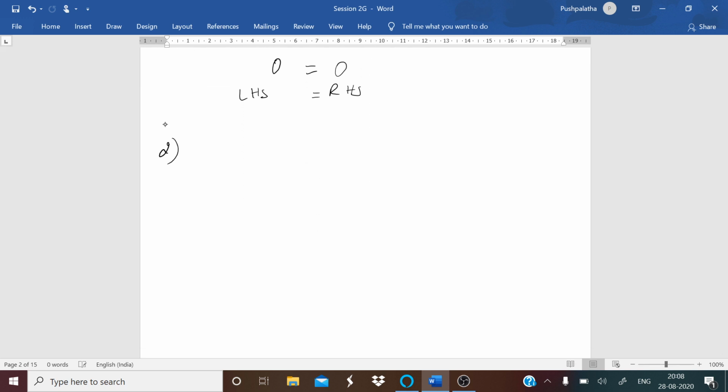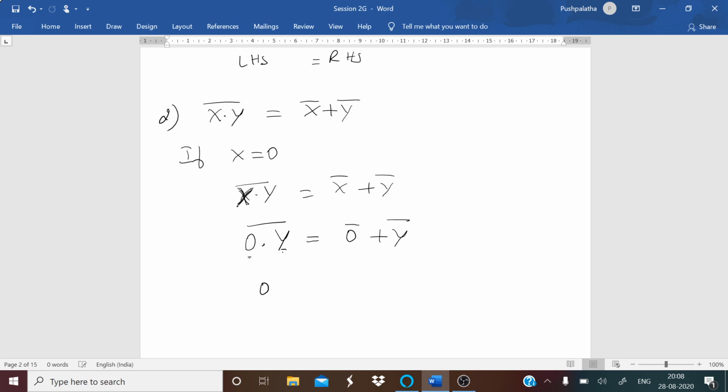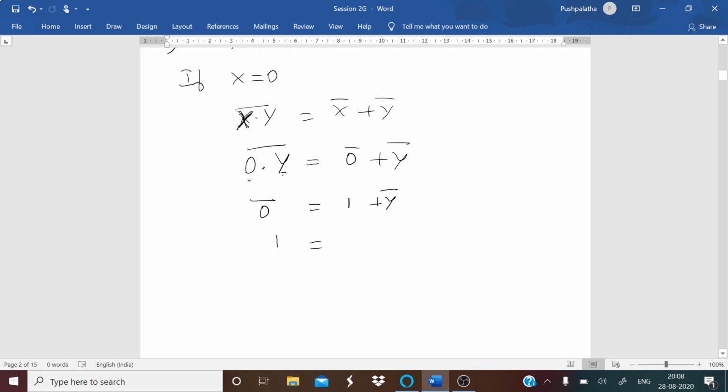Now let us go for the second statement, that is (x into y) the whole bar is equal to x bar plus y bar. Right, now if x is equal to 0, then, as we said earlier, substitute the value of x. We have to show that (x into y) the whole bar is the same as x bar plus y bar. In place of x, we take the value 0. So (0 into y) the whole bar is equal to 0 bar plus y bar. What is 0 into y? Any variable multiplied by 0 is 0. 0 bar is the opposite of 0, that is 1. On the right side, 1 plus y bar is 1, since 1 plus any variable is 1. So LHS is equal to RHS, right?